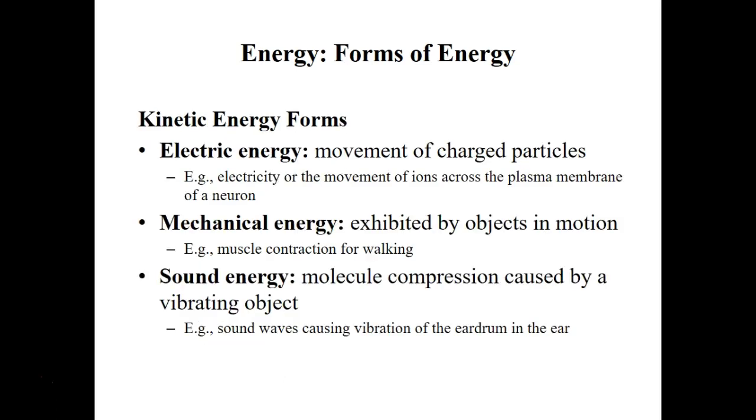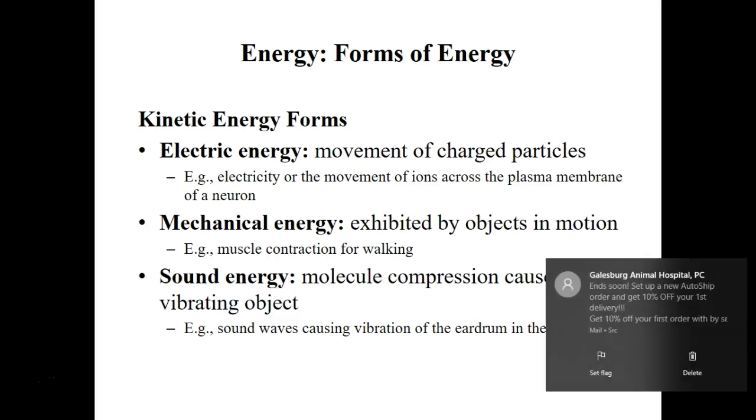We also have electrical energy, so this is kinetic energy. This is energy that is associated with the movement of electrical impulses due to electrolyte gradients within neurons and within muscles. We have mechanical energy. This is movement, energy of actual motion. So think of muscle contractions. Think of the body moving.